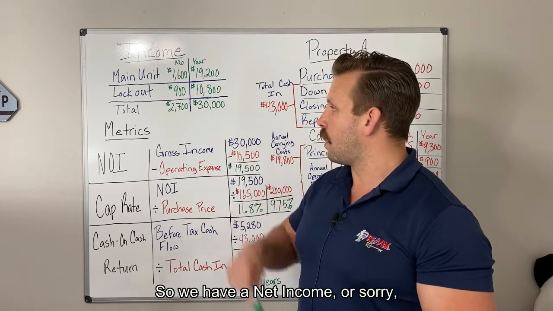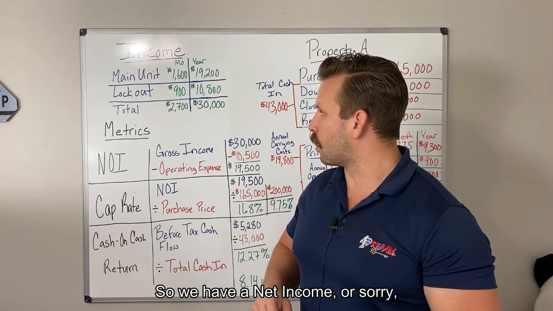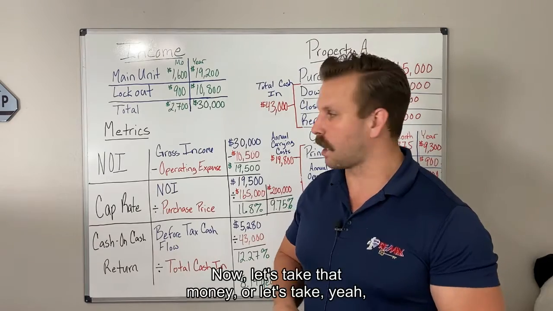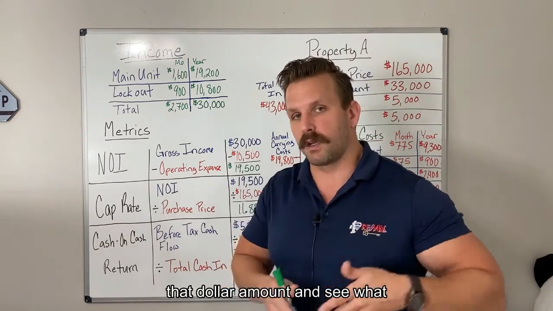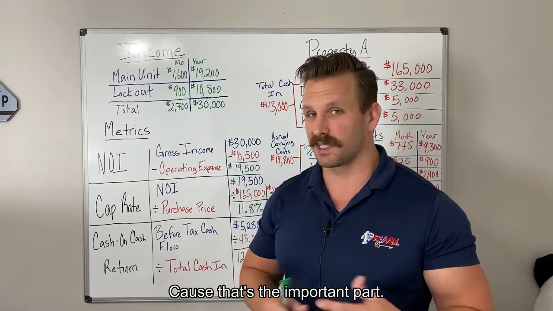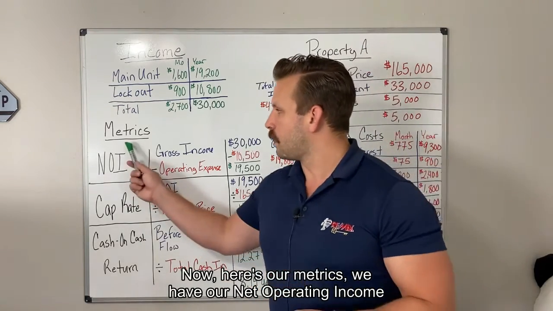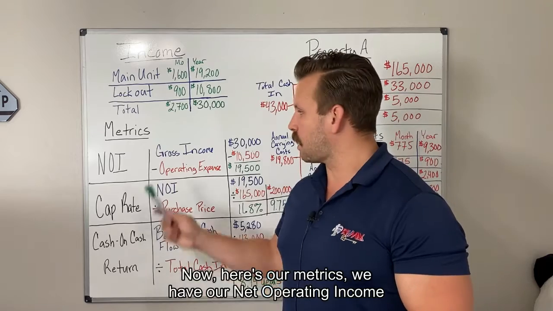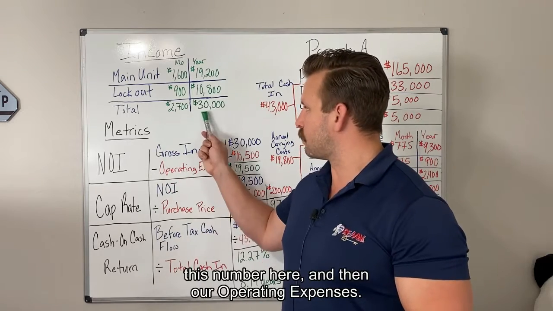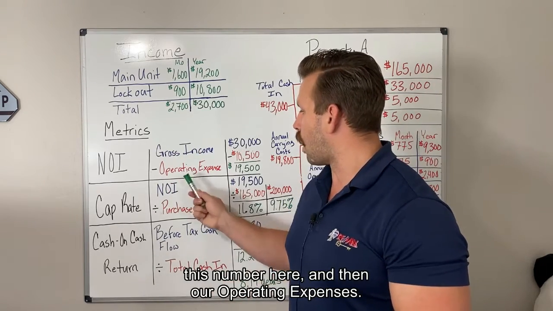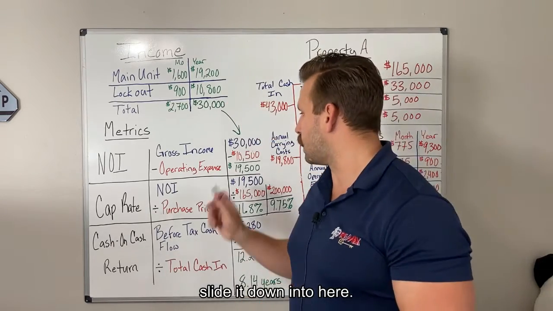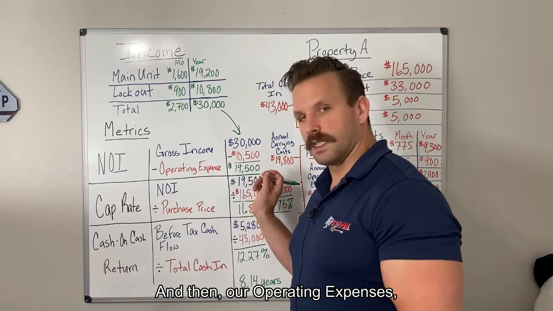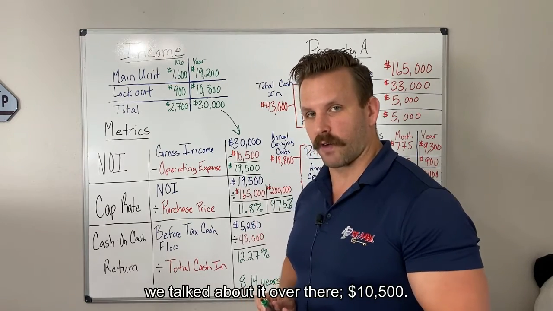So we have a gross income of $30,000. Now, let's take that dollar amount and see what actually goes into our pocket, right? Because that's the important part. Now, here's our metrics. We have our net operating income. If we remember, that is our gross income, this number here, and then our operating expenses. So we're just going to take this number, slide it down into here, and then our operating expenses, we talked about it over there, $10,500.